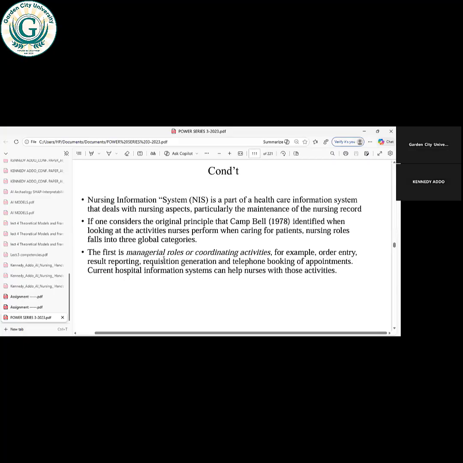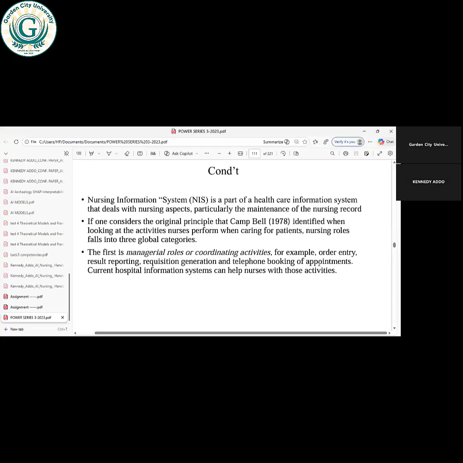Now let me take it again. Managerial roles or coordinating activities. For example, order entry, result reporting, requisition generation. So we are all witnesses to the use of electronic health records, where we have the procurement unit, or let's say, the supply chain unit. All of them are tied to the electronic health records to ensure we are able to make requisitions.